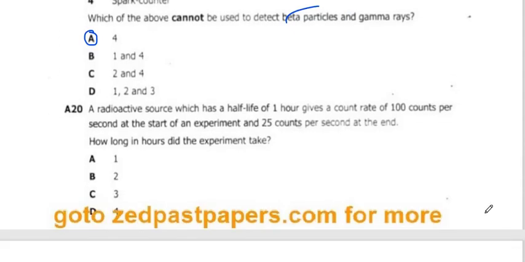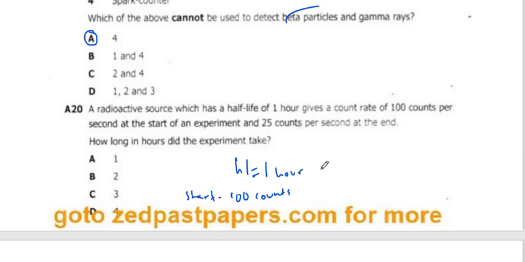Question number 20 says, a radioactive source which has a half-life of 1 hour gives a count rate of 100 counts per second at the start of an experiment and 25 counts per second at the end of an experiment. How long in hours did the experiment take? So we are given the half-life of 1 hour, right? And it starts with 100 counts and ends with 25 counts.